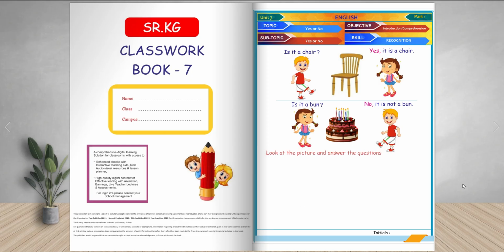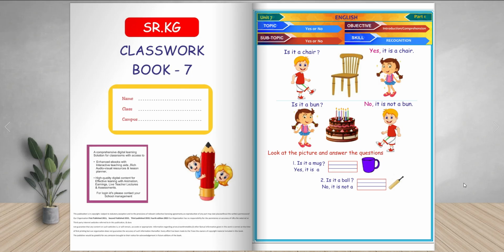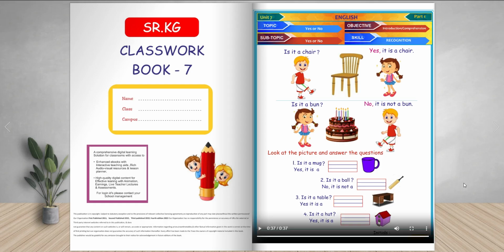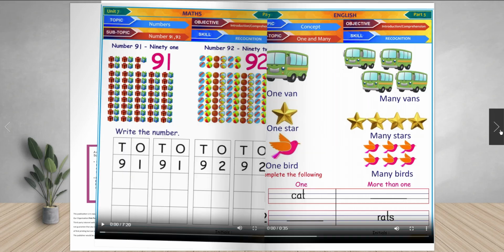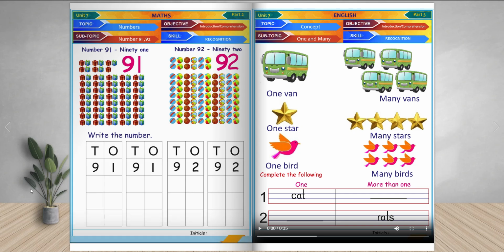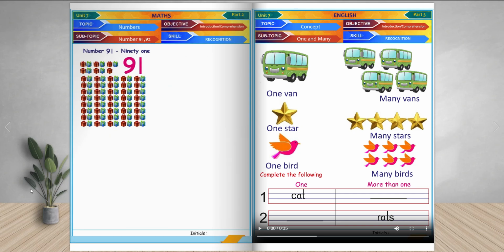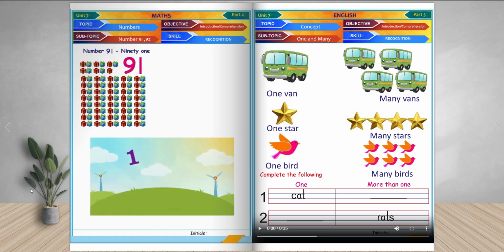Look at the picture and answer the question. Number 91. 1, 2, 3.